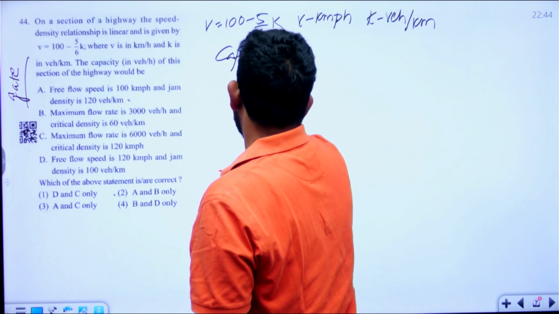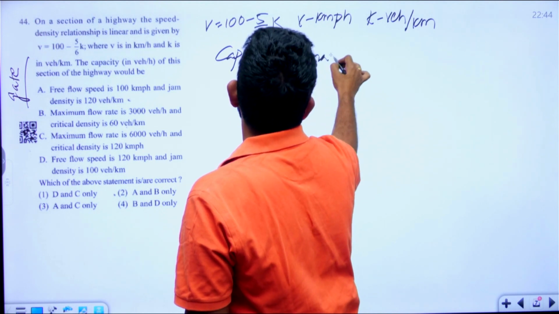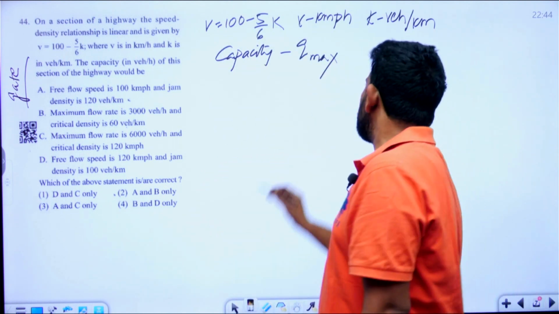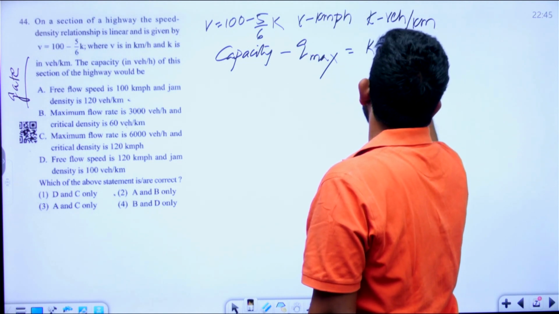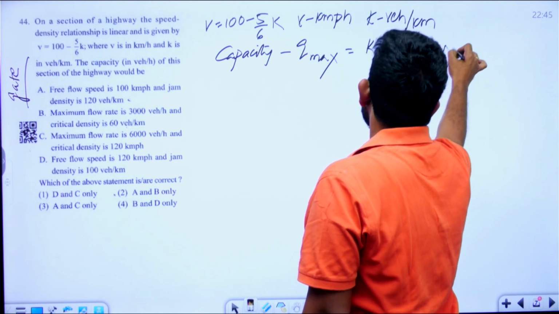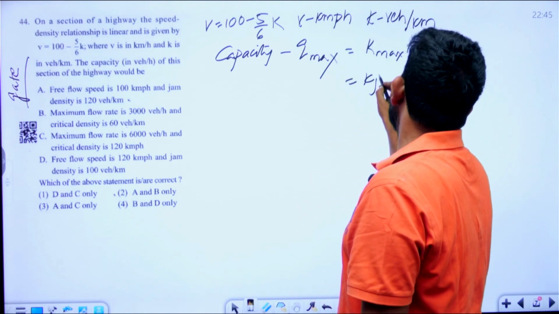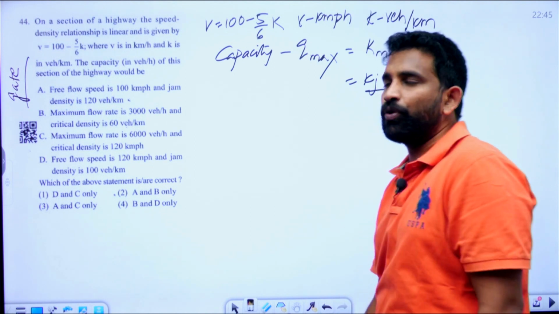Capacity, in essence, is the maximum value, nothing but Q max. He is asking to find out the maximum flow. The maximum flow can be found from the simple formula Q equals K max into V max, or we can also take it as Kj into VSF upon 4. You can take any relation.